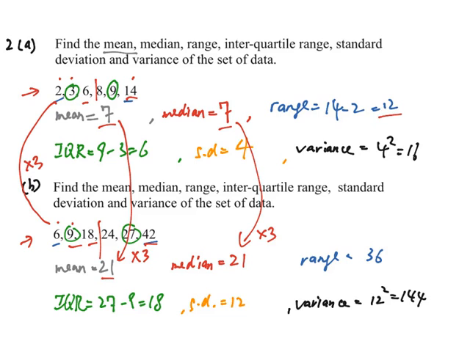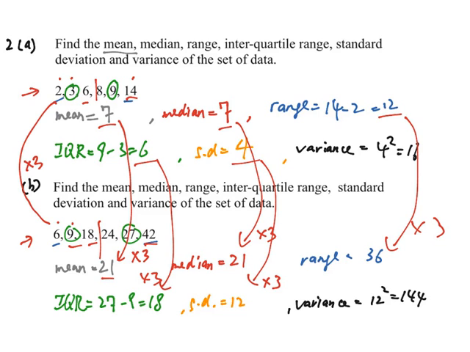For the range this time: in the adding case, you can see in the previous question, the range, IQR, that means interquartile range, SD and variance had no change. But this time, the range is also times 3. The IQR is also times 3. SD is also times 3. And for the variance, times 3 squared.